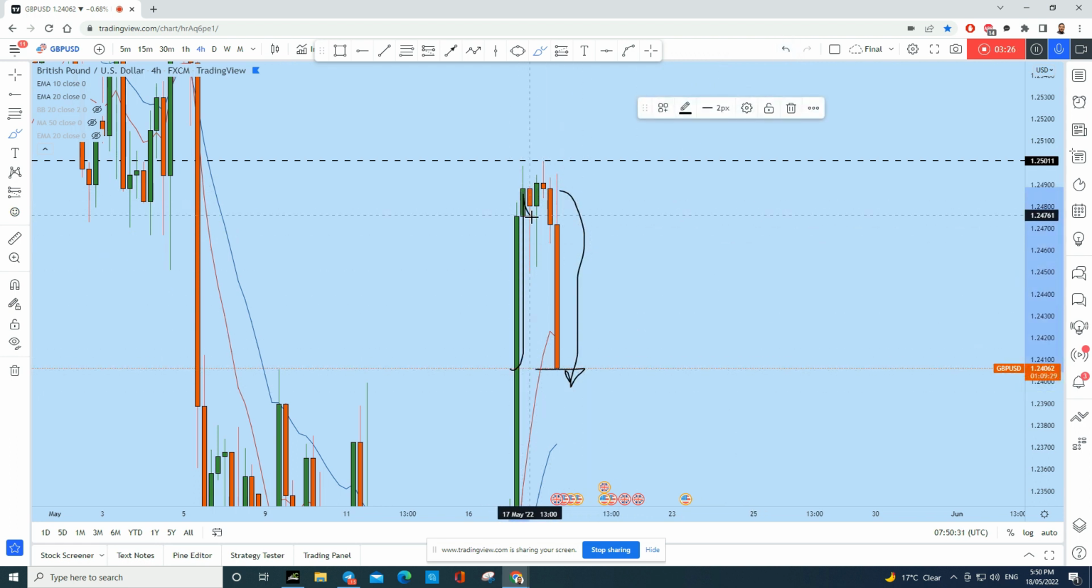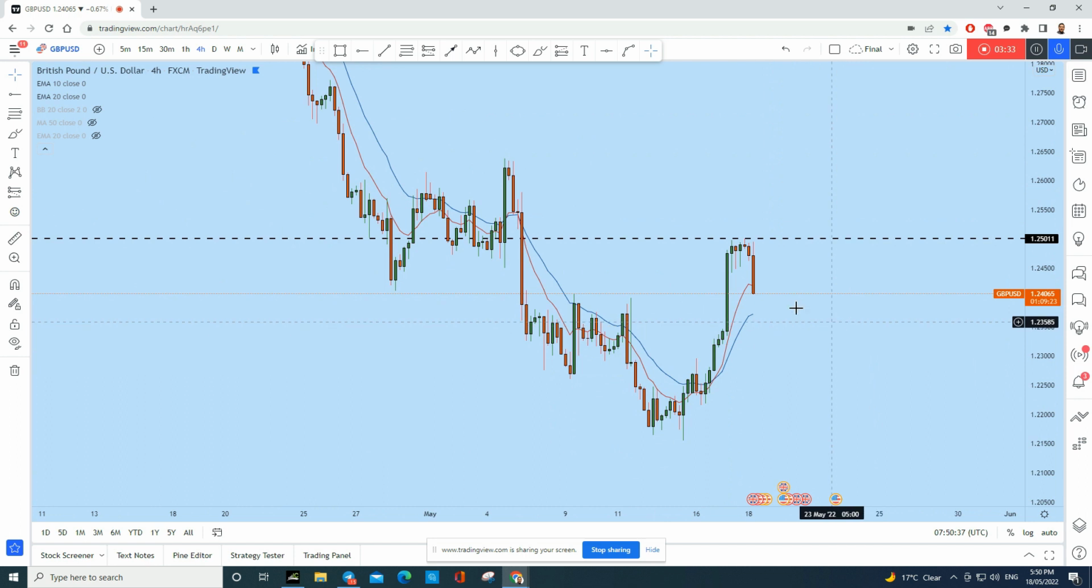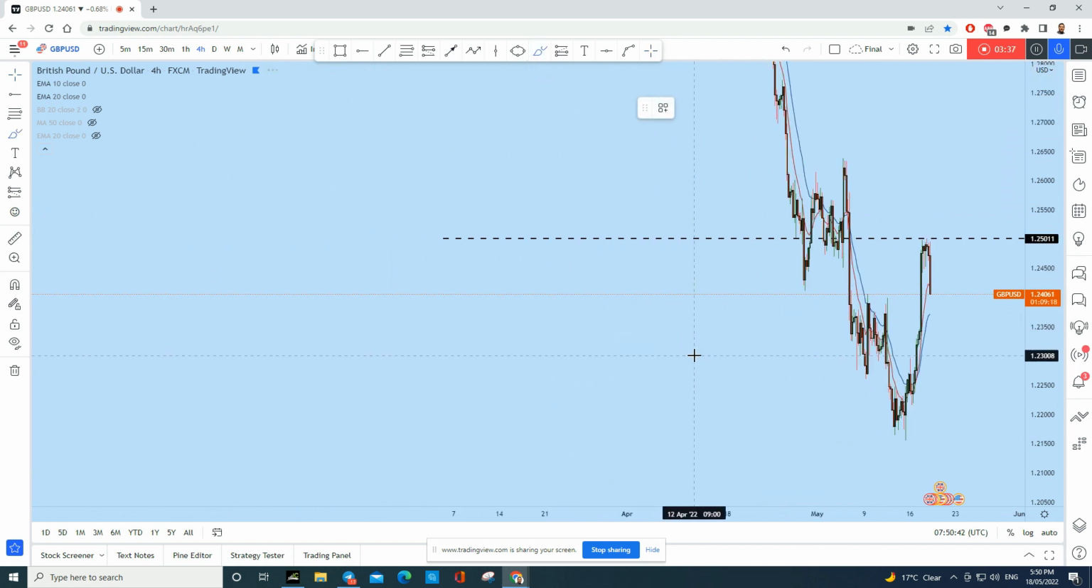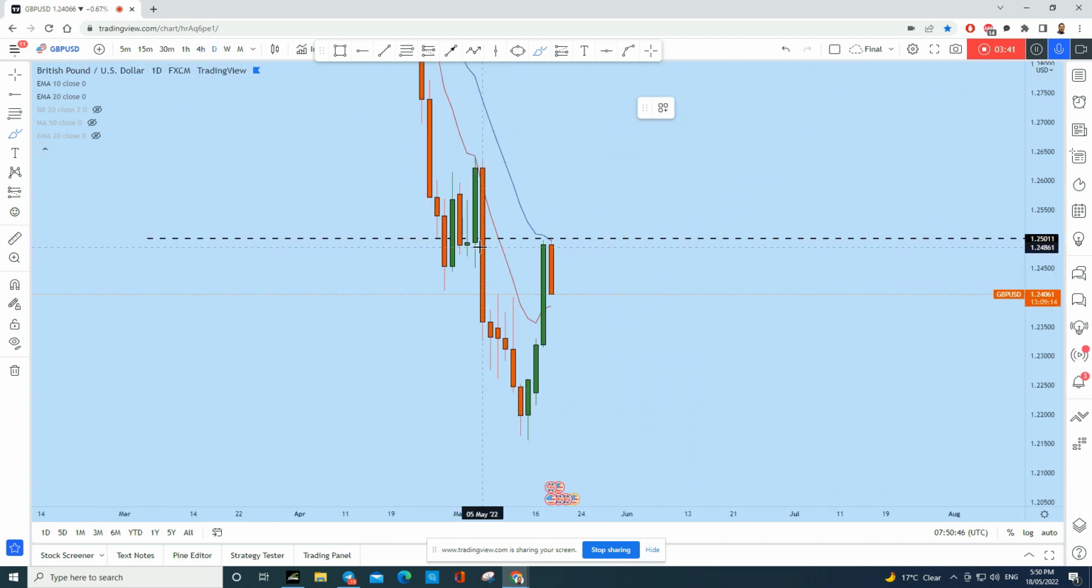So this is basically a fake move to the upside to this daily 20 period moving average, as well as a very high area of value. If you look at the daily time frame, you will see that there is a doji here exactly in the same zone, and also there is a 20 period moving average.